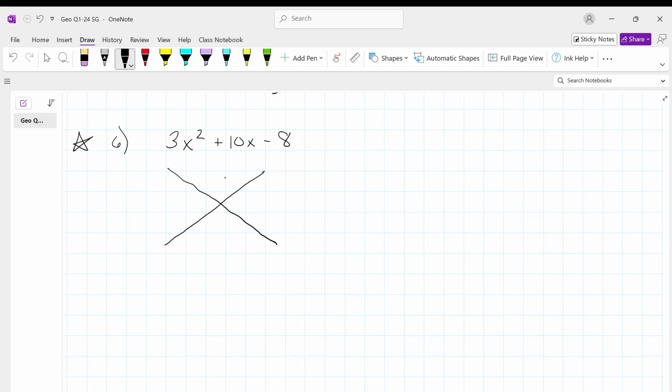So the first thing that we're going to do in the top of this crisscross is we're going to multiply 3 times negative 8. And that's negative 24. And then we're going to take this value, this positive 10, and we're going to put it right here.